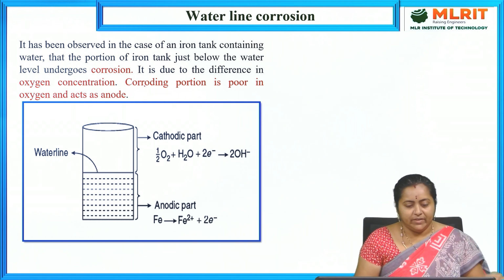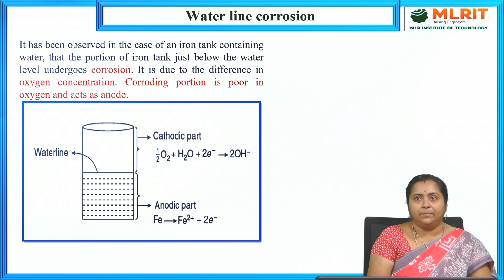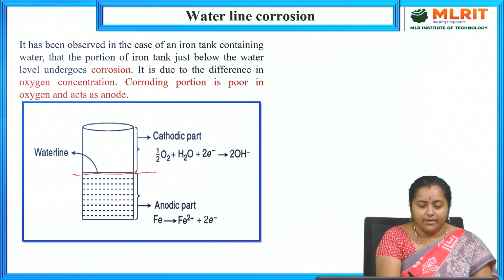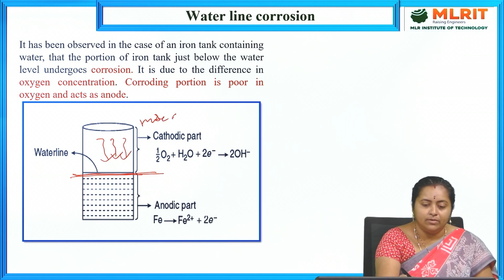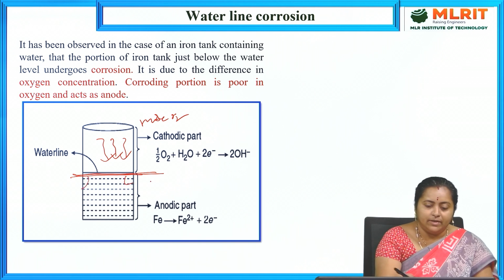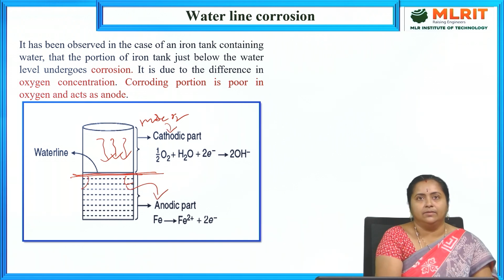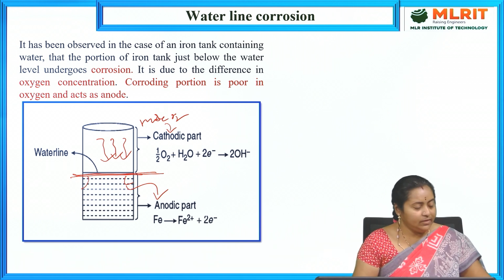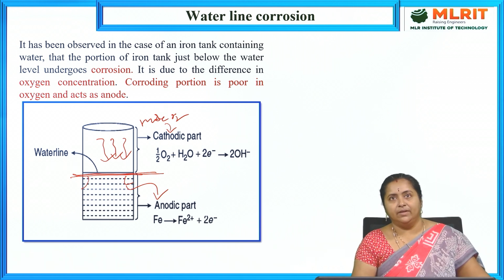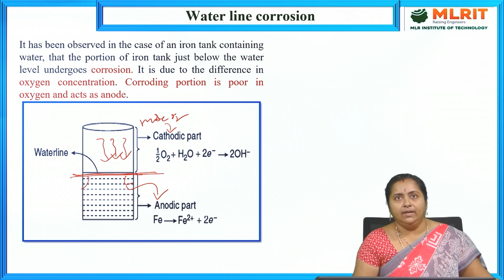Simply saying, if water is stored in a container made up of iron, we have to consider the water line. The areas just above the water line are considered to be more oxygenated areas. The areas just below the water line, these corners, will act like poor oxygenated areas. So these areas will act like anode and the more oxygenated areas will act like cathode. Based on that, anode and cathode reactions will proceed and then the corrosion reaction will proceed. That type of corrosion is what we call waterline corrosion.